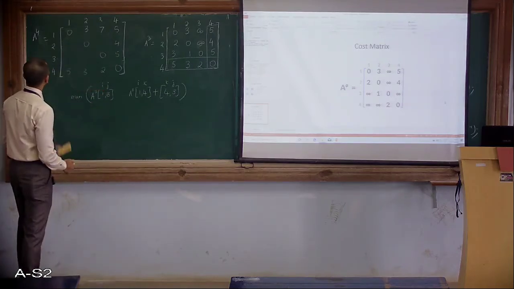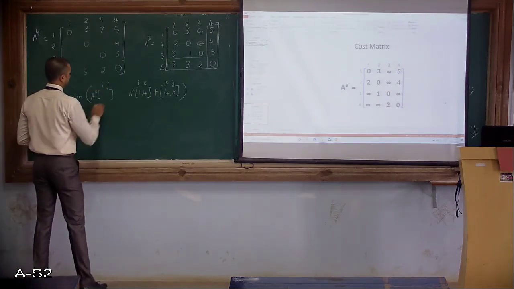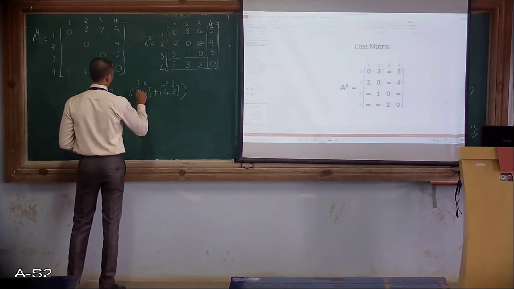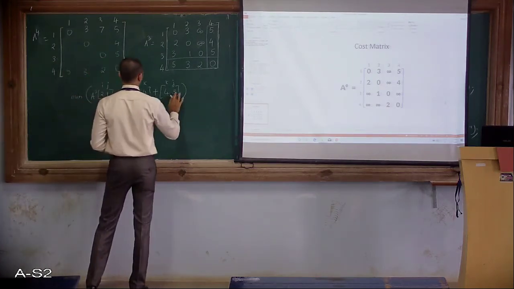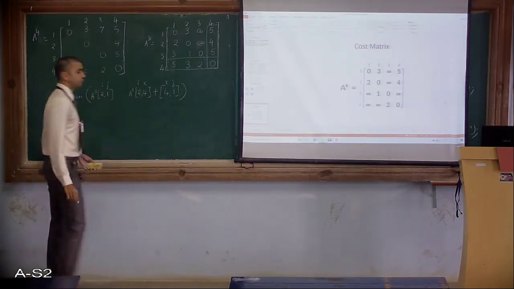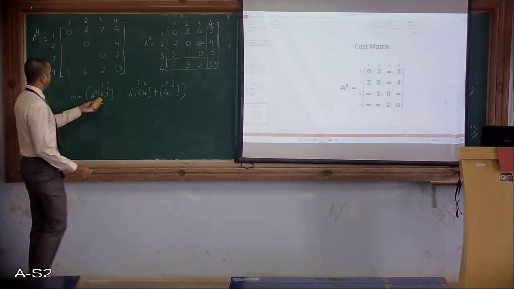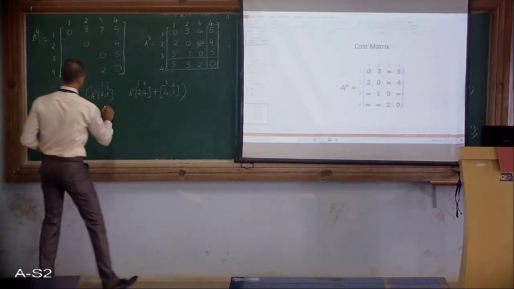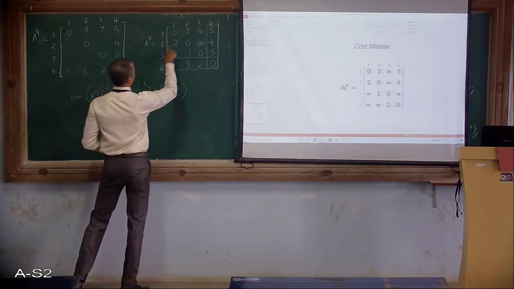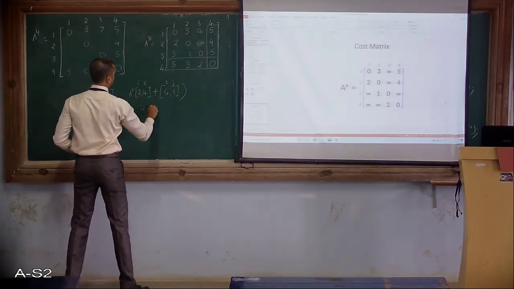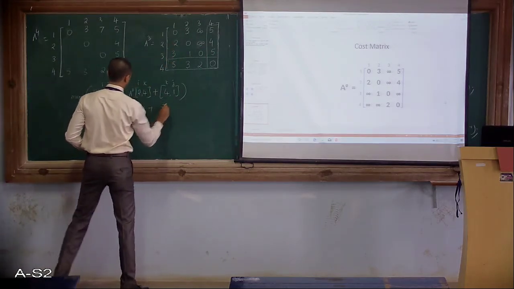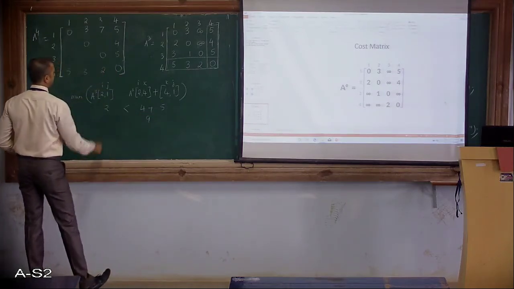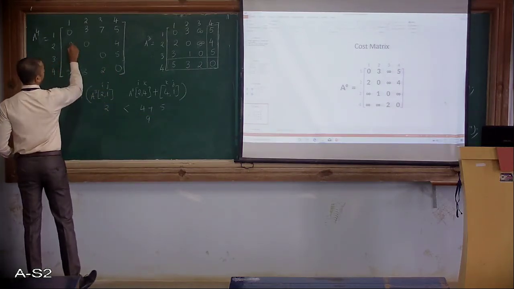Next one is 2 to 1. Intermediate vertex is 4, so it will be 2 to 4 and 4 to 1. What is 2 to 1 in A3? 2 to 1 is 2. 2 to 4 is 4. 4 to 1 is 5. So 2 is less than 4 plus 5, which is 9. So 2 is less than 9. So for 2 to 1, I'm going to write 2.